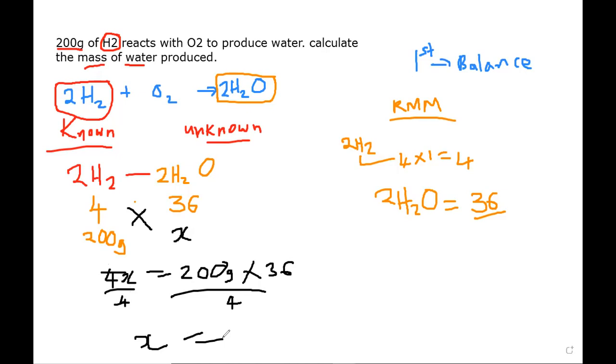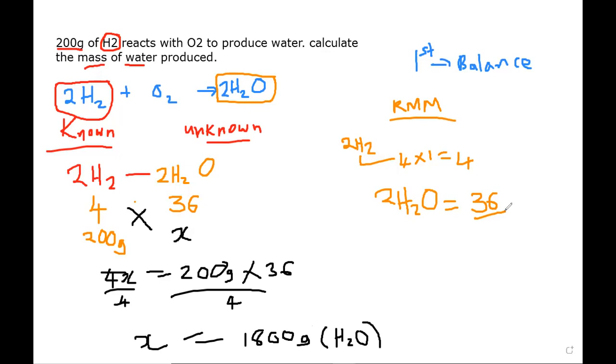Now you can use your calculator. You say 200 by 36 divided by 4. That will give me 1,800 grams. This is grams of what? Of water. So you have found the mass of water. Basically this is how we find the mass in chemical equations.